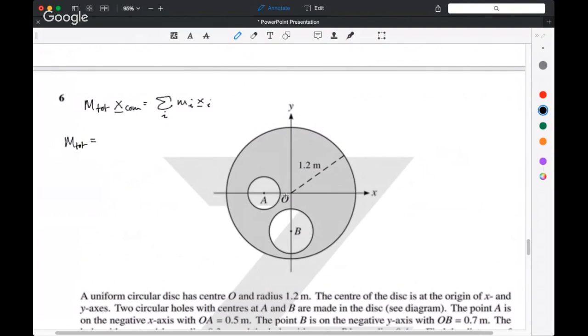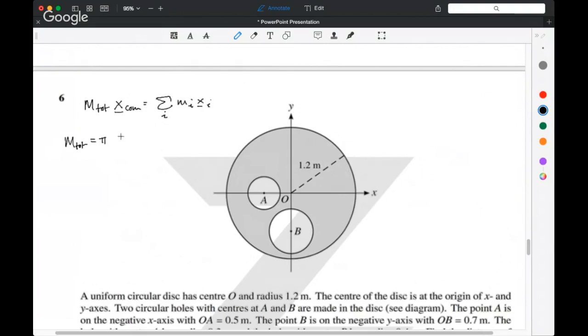Well, we're going to assume that this has unit density, right? So that means that every square meter is worth 1. We're not going to worry about the actual kilograms because they will cancel anyway. So we're basically just talking about the total area. So the total area of a circle is pi r squared.